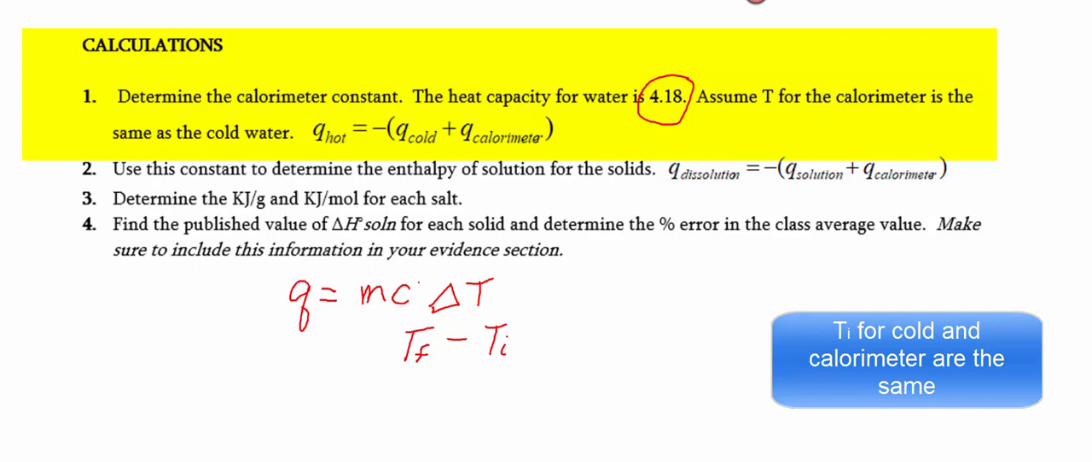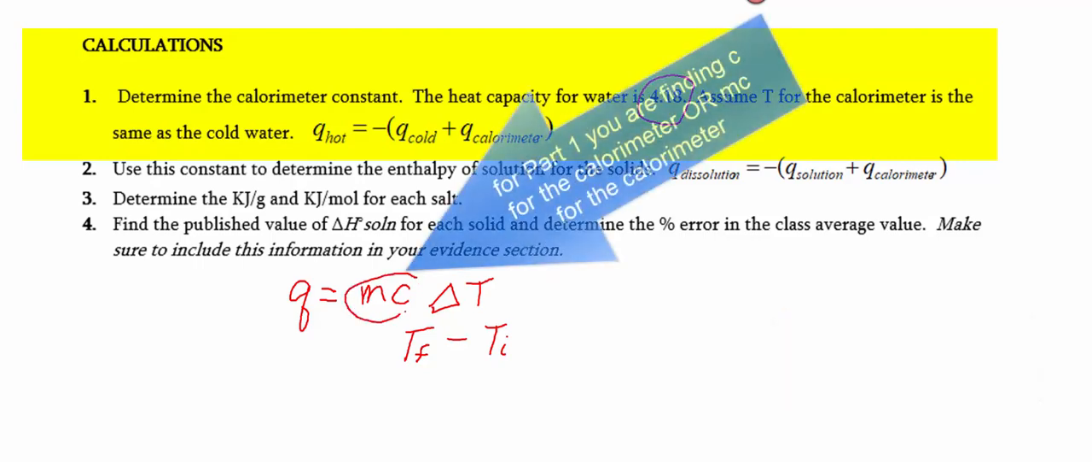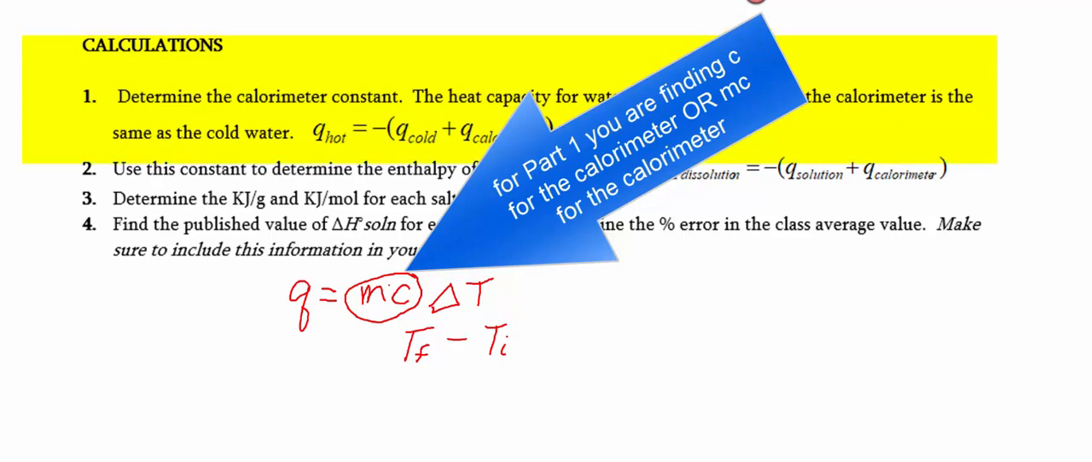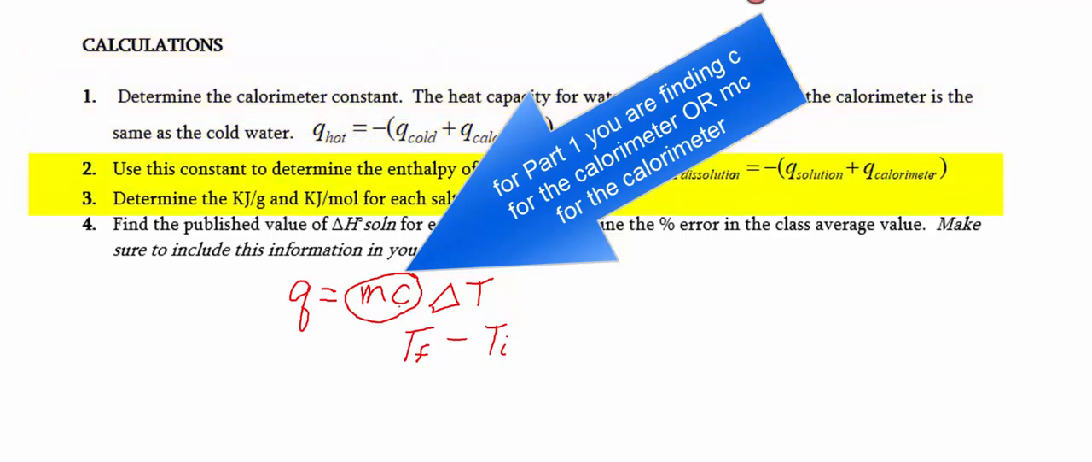After you find that, the only thing that you don't know is the constant for your calorimeter, which you're going to measure for part 1. You can either calculate C or you can calculate MC. It doesn't matter because your mass isn't going to change for your calorimeter, and your C isn't going to change for the calorimeter. This is the part that you will be using in part 2.